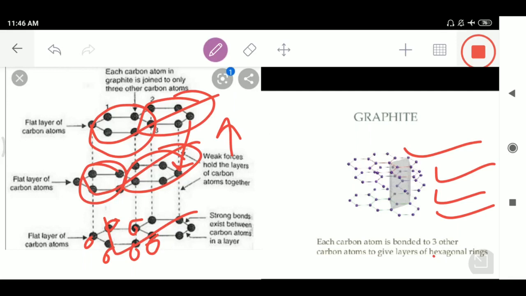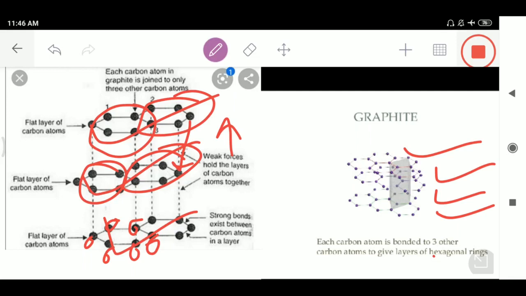Due to the sheet-like structure, graphite is a comparatively soft substance as compared to the diamond, and it's the softness of the graphite which makes it useful as a dry lubricant for machinery parts. Now the question arises, why is graphite a good conductor of heat and electricity, when the diamond was actually a bad conductor of heat and electricity? Why is graphite a good conductor of heat and electricity?